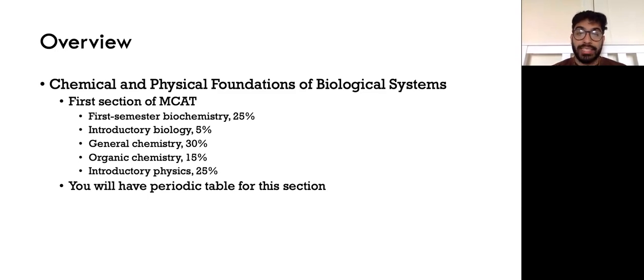So these all make up this chem-phys section of the MCAT. You also have a periodic table for the section. And this is also the first section when you take the exam. So as you can see, it's a pretty wide range of the chemical and biological and physics disciplines. So it can be a lot of stuff. It can be an overlap from your biology and biochem section as well. It's also applicable here.